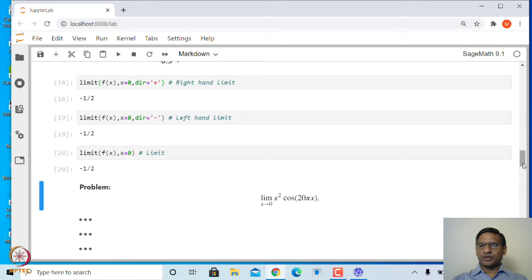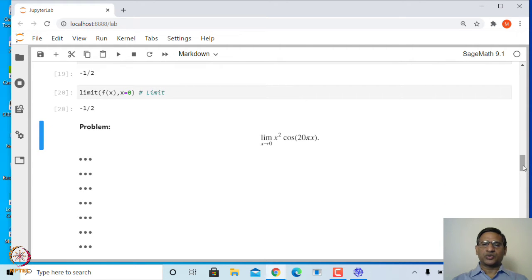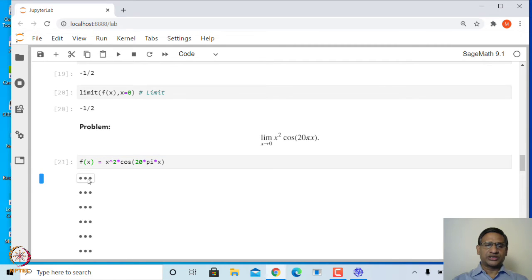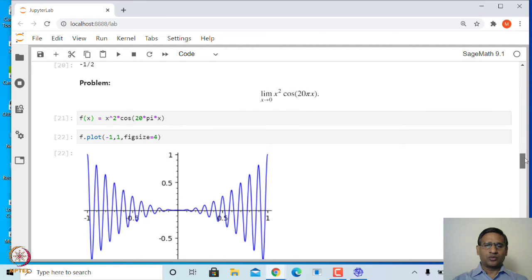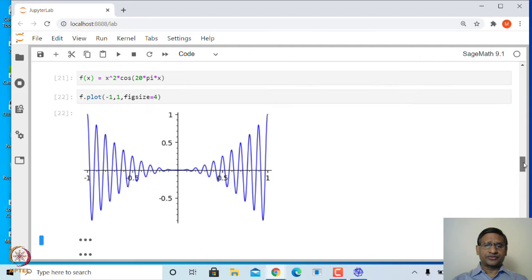Similarly, let us look at another problem. So, if we want to find limit of x square into cos 2 pi x. Now, to find the limit of this, again let us plot graph of this function. So, first let us define what is f of x, and then let us plot its graph between minus 1 and 1. So, this is how the graph looks like. So, you may observe here, for example, x square, this cos always lie between minus 1 and 1. So, this function x square into cos x will always lie between minus x square and plus x square, and that is what you can see from the graph.